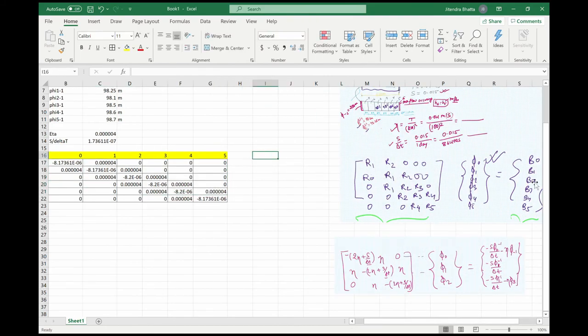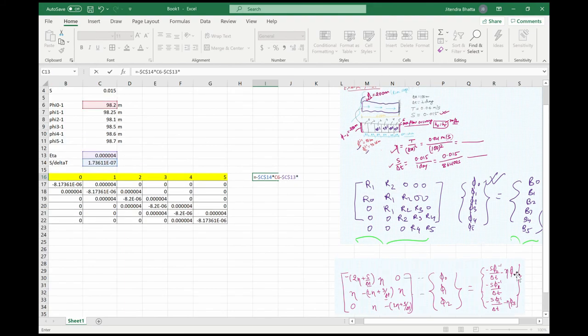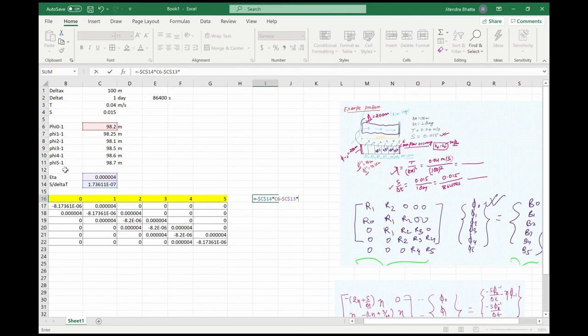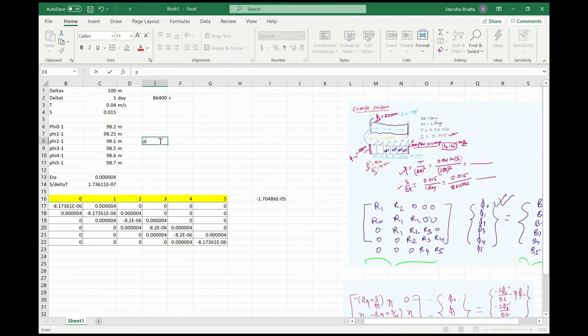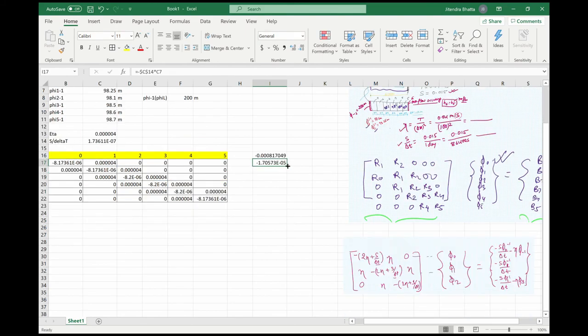And then on the right hand side, we have these values here. So this will be equal to minus S divided by delta t times phi 5 minus 1, which is the boundary condition that we are given. I haven't written it down, so I'll write it here. I'll put here our boundary condition phi minus 1, or we can write phi L. This equals 200 meters. So this equation will become this one. And then here, you'll just have minus S divided by delta t times this value here.